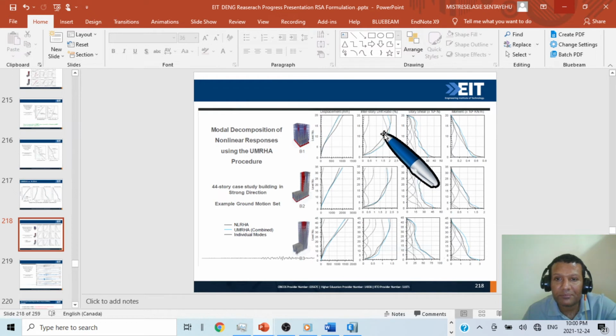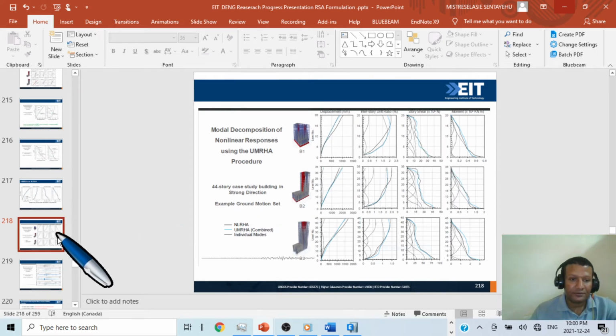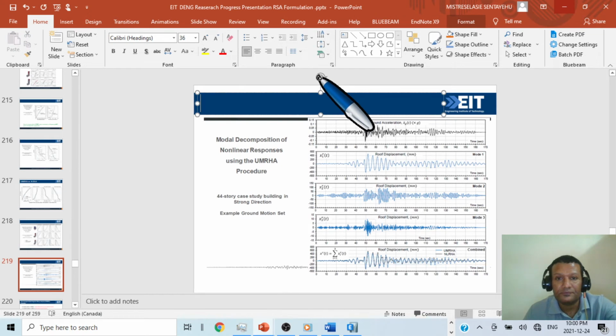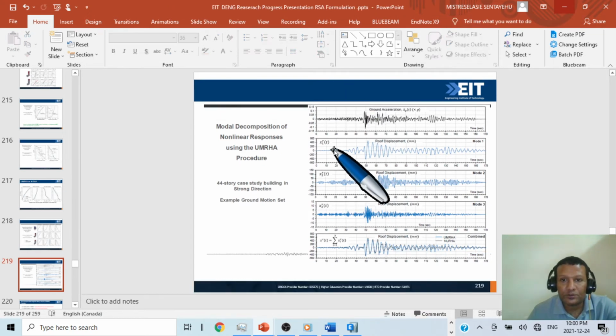So there may be mode 1, mode 2, mode 3, but you combine it into UMRHA blue color, and you can compare. This is also the same. This is individual modes, and this is combined modes. This is from nonlinear response history analysis. By doing so, you can see the result. This is also the same.